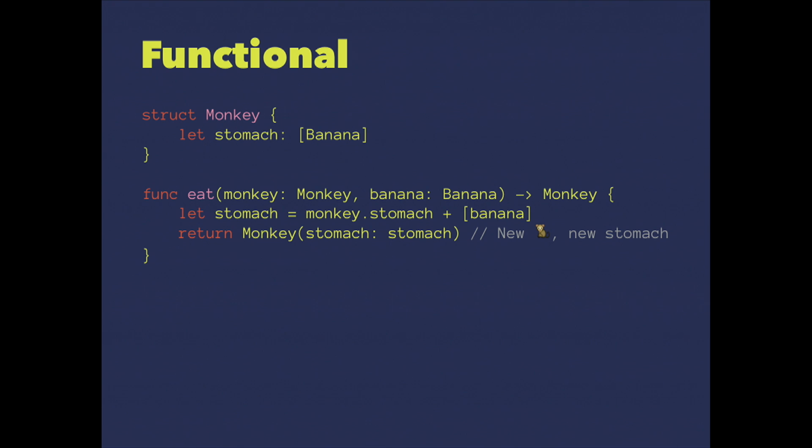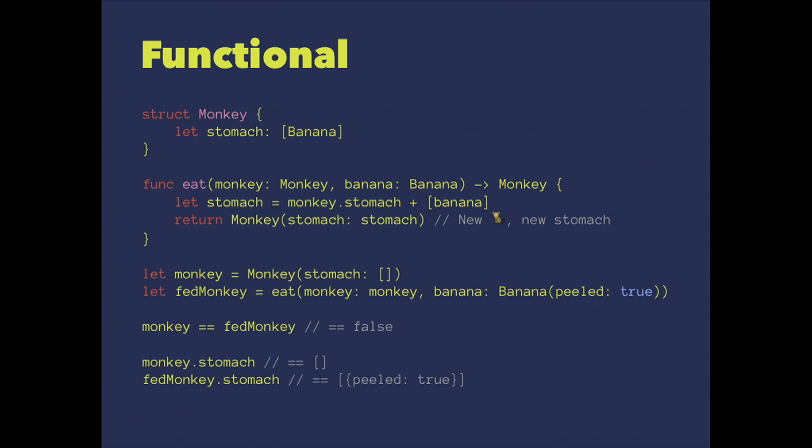But this functional approach really fosters immutability. A monkey's stomach is always just a stomach. It never changes over time. It is a value over time. As our monkey's stomach changes, our monkey changes. We start out with a monkey with an empty stomach, and we call the eat function, passing in the monkey, and we pass in a banana as well. And we can see that our two monkeys are not the same. The monkey we started out with before still has an empty stomach, while our fed monkey now has something inside of it. We have two separate values. We have data here. We don't have the complexity of mutability.